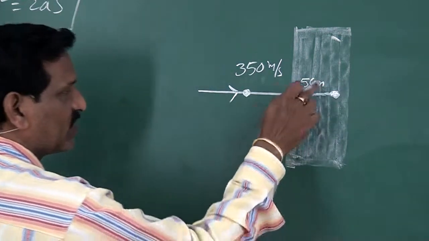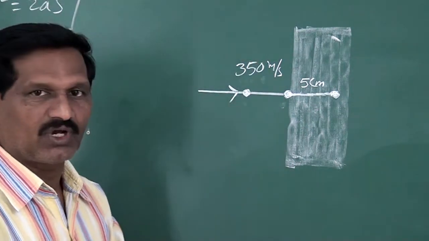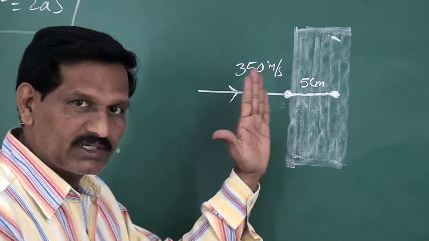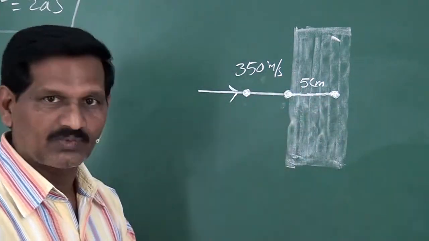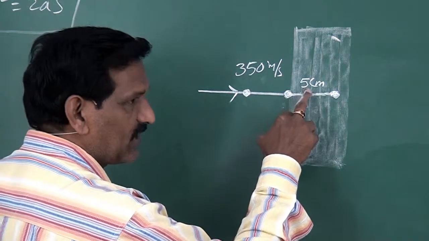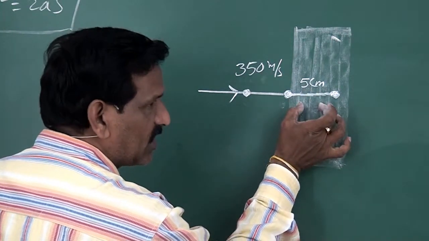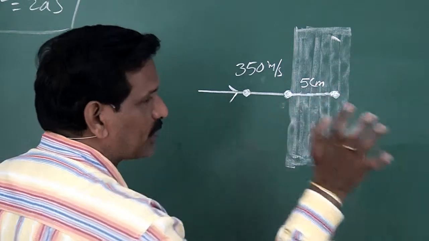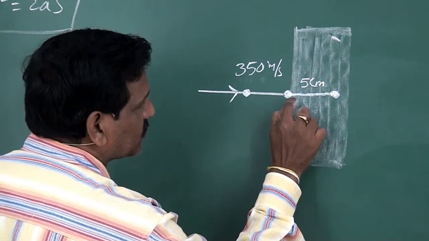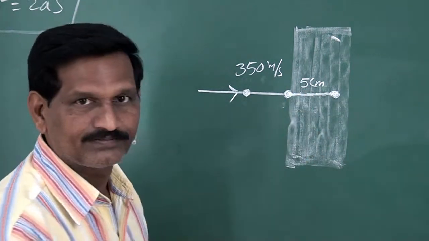Here this is given as 5 centimeter. In this way, the bullet enters the concrete wall. Because of the opposing force of the wall, its velocity decreases and finally comes to a stop. And it is given that the bullet travels through a distance of 5 centimeter in the concrete wall before it stops. That means the distance travelled by the bullet inside the wall is 5 centimeter.